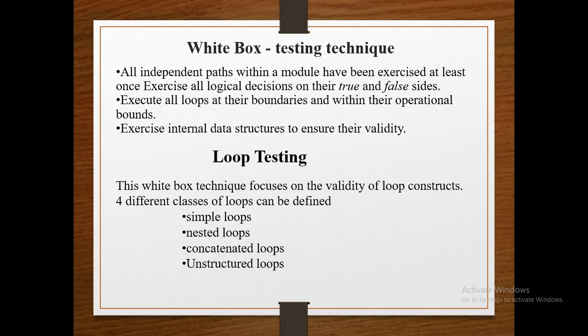So all independent paths within the modules have been exercised at least once. Then that is basically on logical decisions or true or false sides. You will execute all the loops at the boundaries within their operational bounds. You will exercise internal data structures to ensure their validity. Next is loop testing. This technique focuses on validity of loop constructs, whether your loop is working correctly or not. First is simple loop, nested loop, concatenated loop, and unstructured loops.